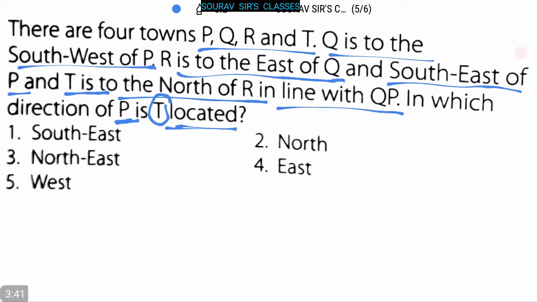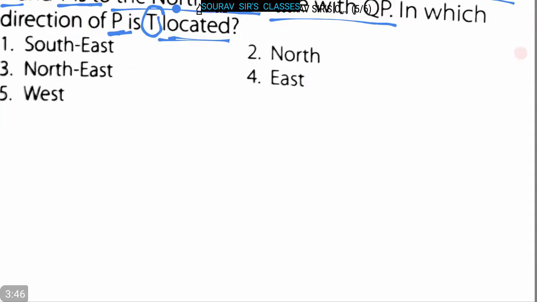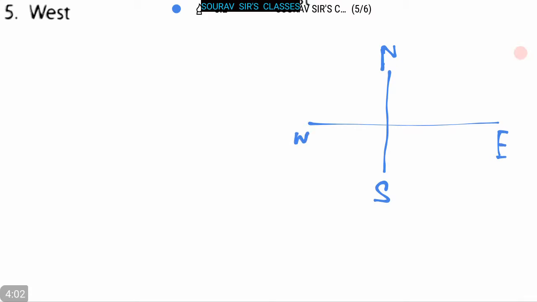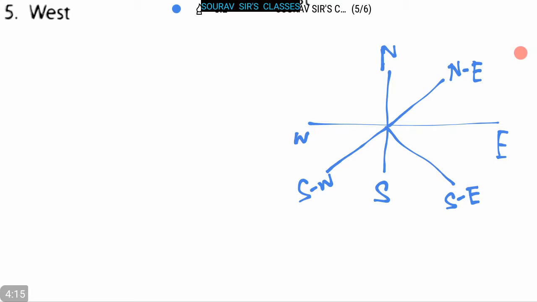So it's given that Q is to the southwest of P. Now we know that this is north, south, east, west. This is northeast, this is southeast, southwest, and this one is northwest.